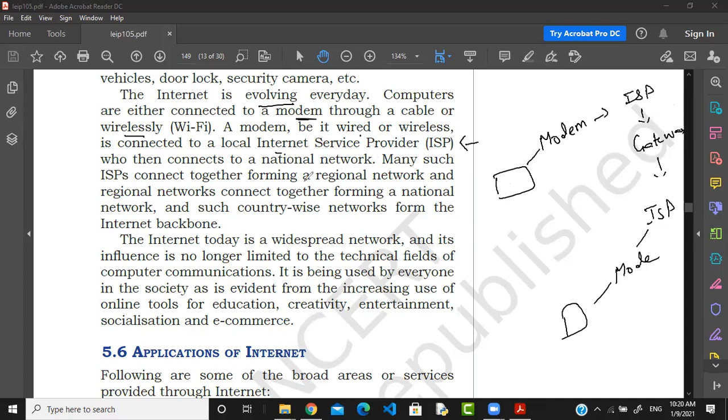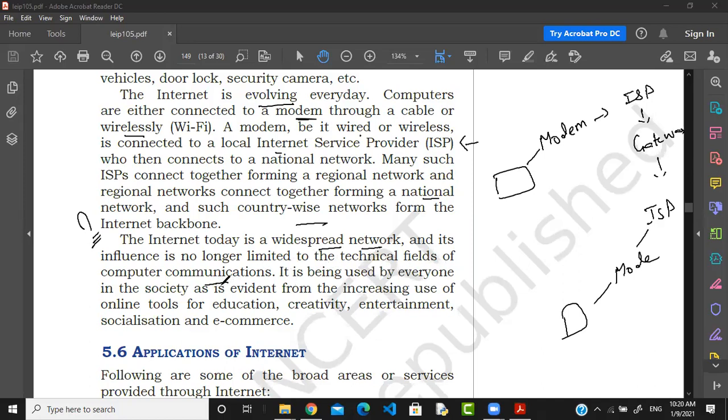Many such ISPs connect together, forming regional networks, and regional networks connect together, forming the national network. This is called a country-wise network, and this becomes the backbone of the internet. So the internet is a widespread network, and its influence is no longer limited to the technical fields of the computer.